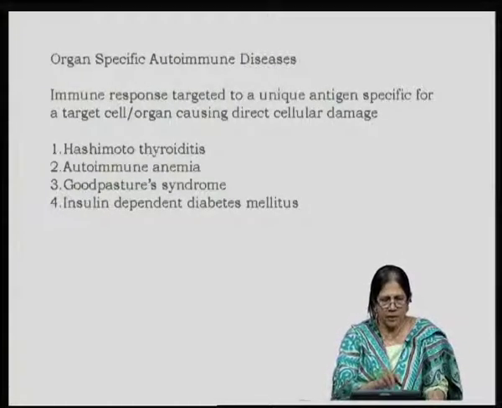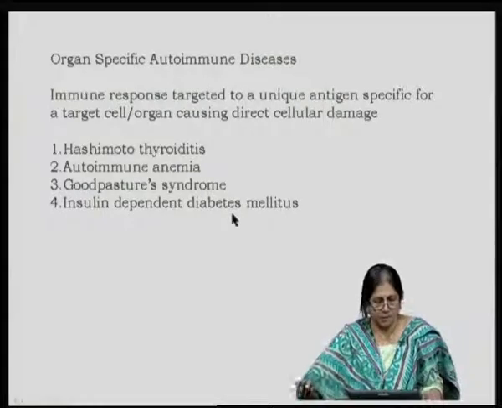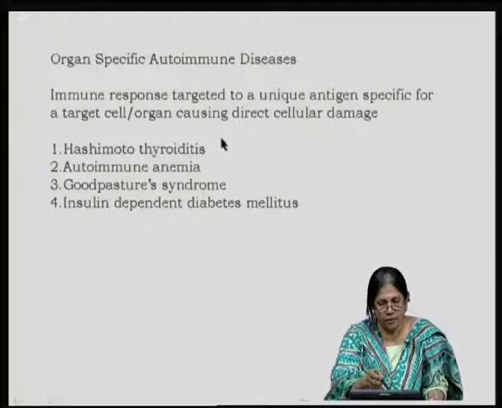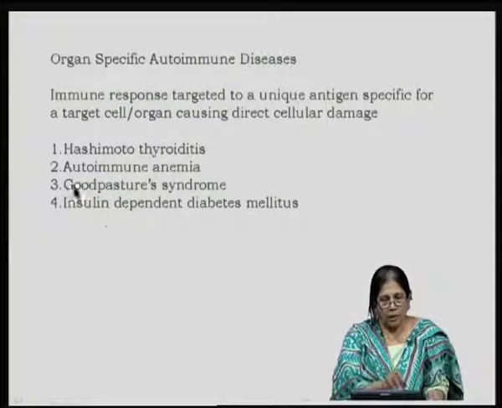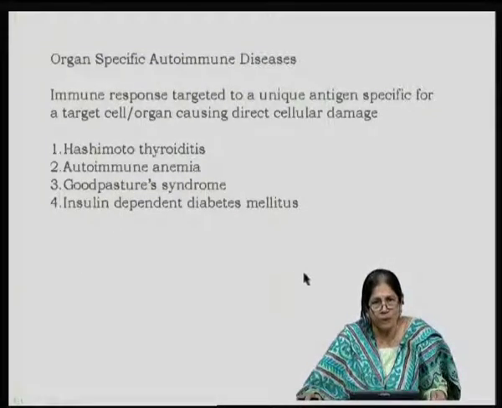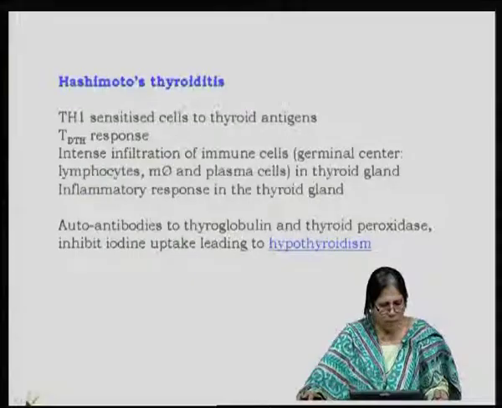The examples of these are Hashimoto thyroiditis, autoimmune anemia, Good-Pasture syndrome, and insulin dependent diabetes mellitus. Hashimoto thyroiditis would definitely involve the thyroid gland, autoimmune anemia would involve red blood cells, Good-Pasture syndrome involves the kidney, and insulin dependent diabetes mellitus, as the name suggests, would involve beta cells. Now, I think I will stop here. We will talk about organ specific autoimmune diseases in the next class, and we will deal with what these antigens are.